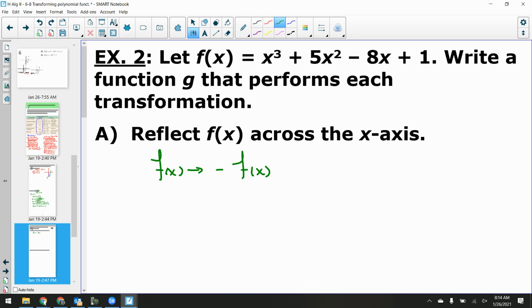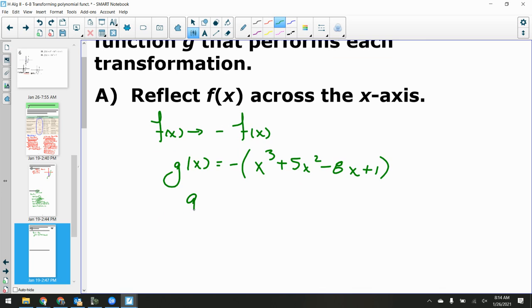All right, so my new g is going to be negative, and then my entire f of x, my entire x to the third plus 5x squared minus 8x plus 1. When you do something to the outside, this is just like a vertical stretch or compression. You've got to do it to the whole thing. So g of x is going to be negative x to the third minus 5x squared plus 8x minus 1.